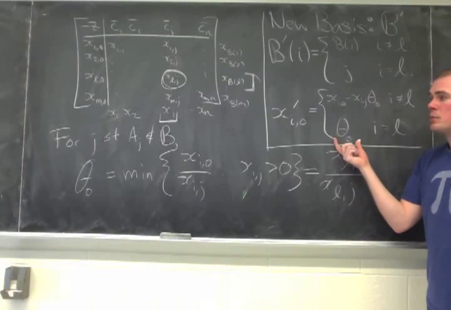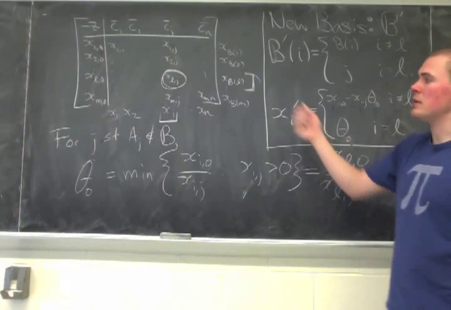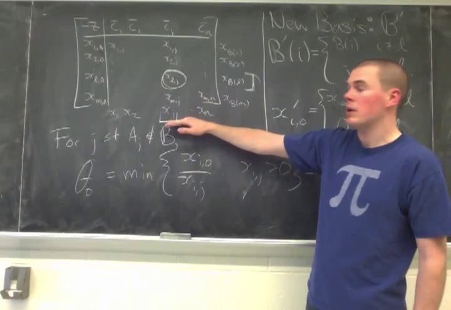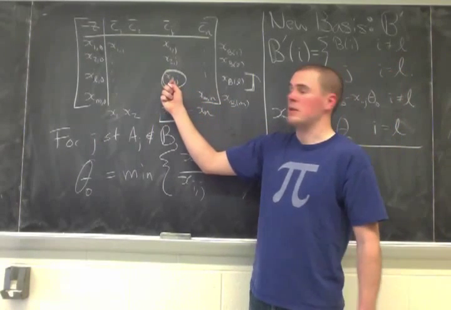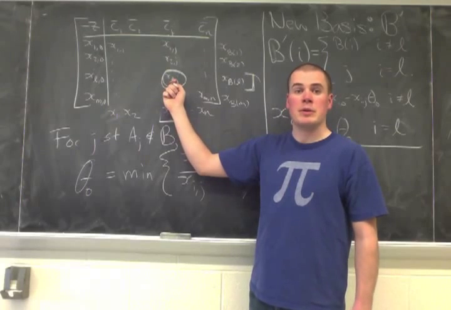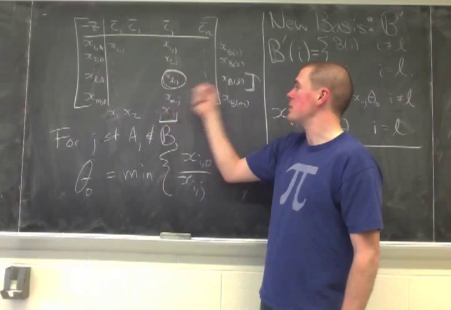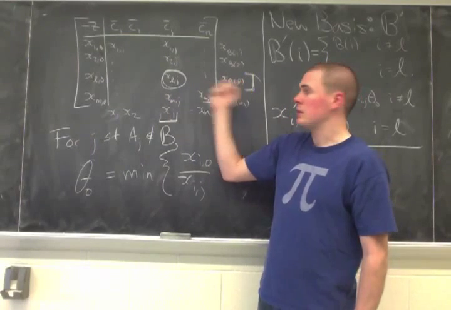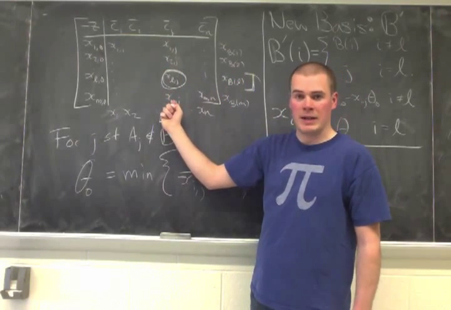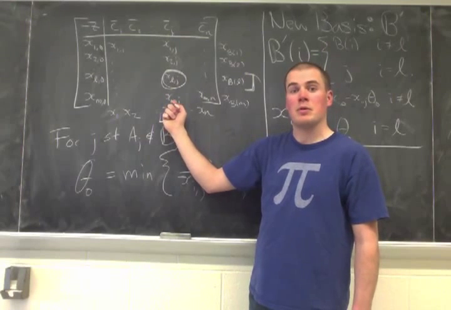What's important now is that we need to modify our tableau, diagonalizing such that this element is the only non-zero entry in the column and it's equal to 1. Because I want this to be the Lth basis element, so this must be the Lth standard basis vector. That's what we need to do, and we'll see that in our example.